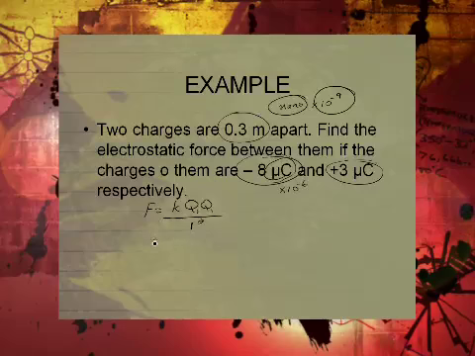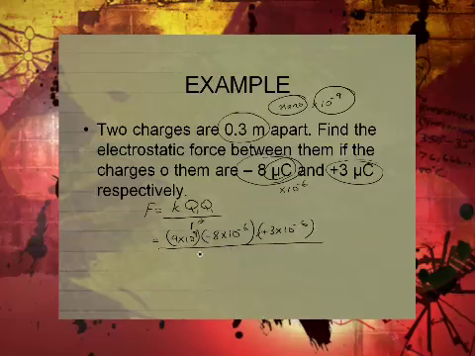So what we're going to do here is to say 9 × 10^9, which is the value for k. Q1 is what? It's -8 × 10^-6, because it's micro, times, what's the other one? It's +3 × 10^-6, so that we're talking coulombs, divided by r squared. What is r? The r is the distance between them, so it's going to be 0.3 all squared. Then you work that out.